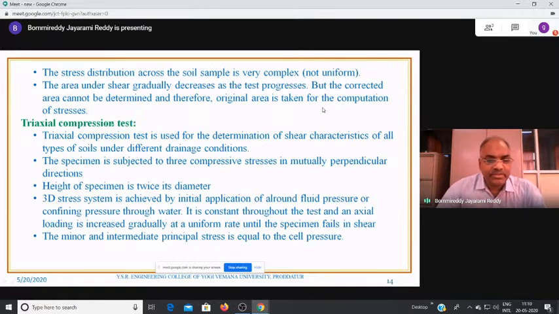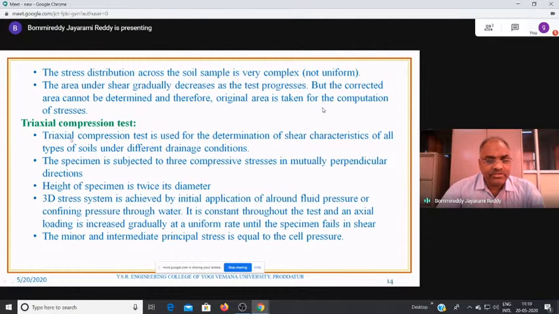Then triaxial compression test. Here compression is applied to the soil in triaxial. Triaxial means stress is applied in the vertical direction, x direction, and z direction. In all three directions, x, y, and z, we are going to apply the stresses. That's why it is called the triaxial compression test.